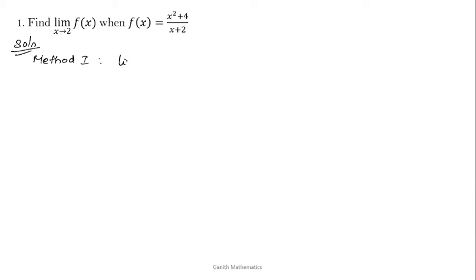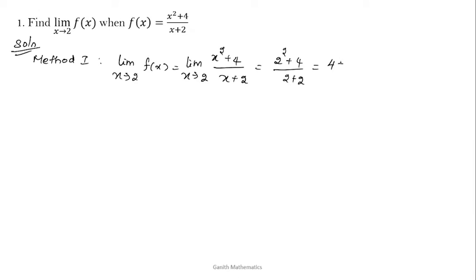So limit x tends to 2 f of x is equal to limit x tends to 2 x square plus 4 divided by x plus 2. Replace your x with 2, so it will be 2 square plus 4 divided by 2 plus 2. 2 square is 4. 4 plus 4 divided by 2 plus 2. So 8 by 4, that is 2.